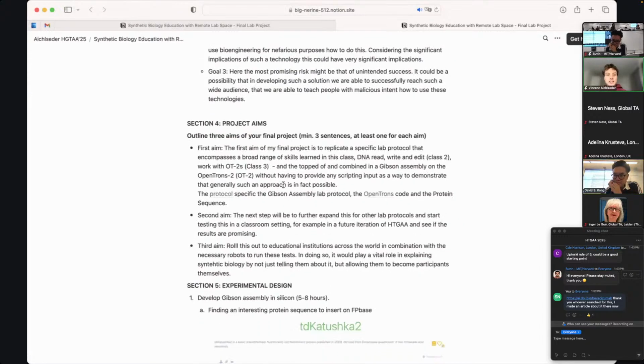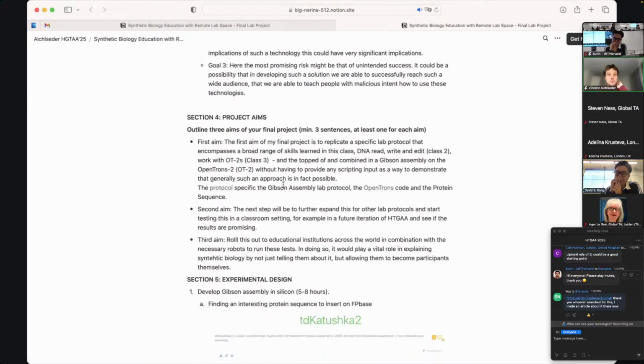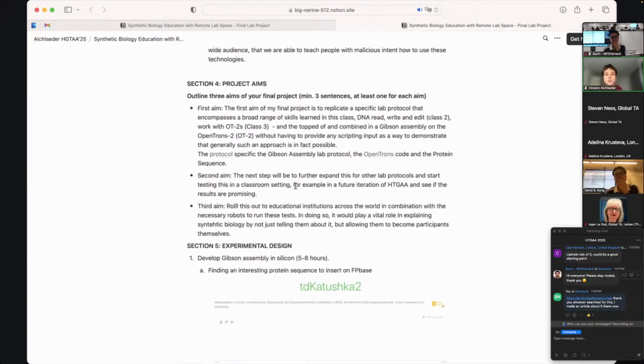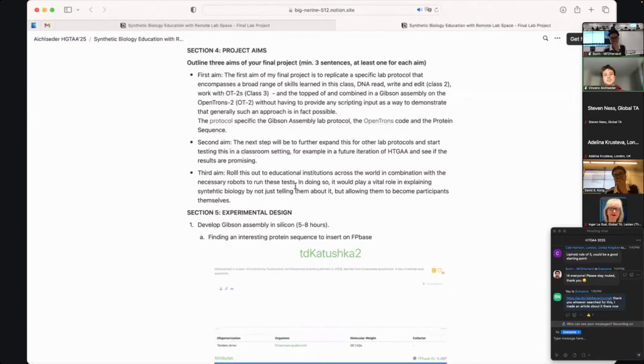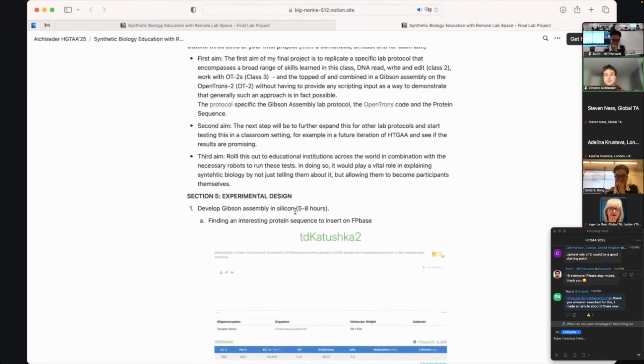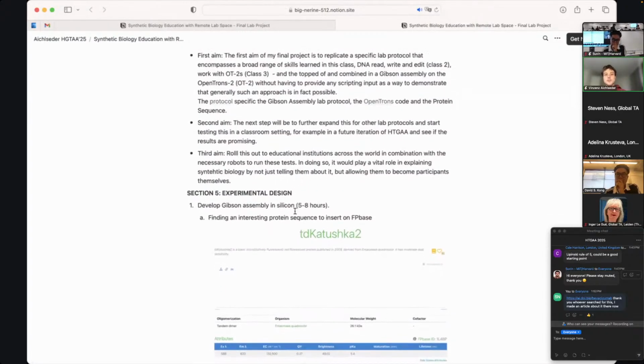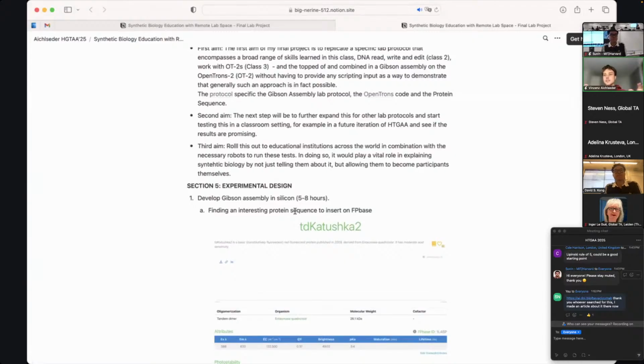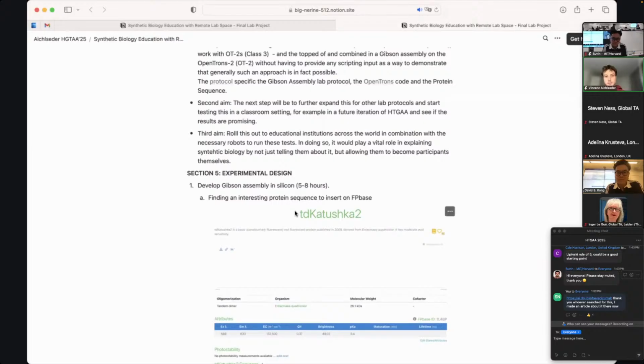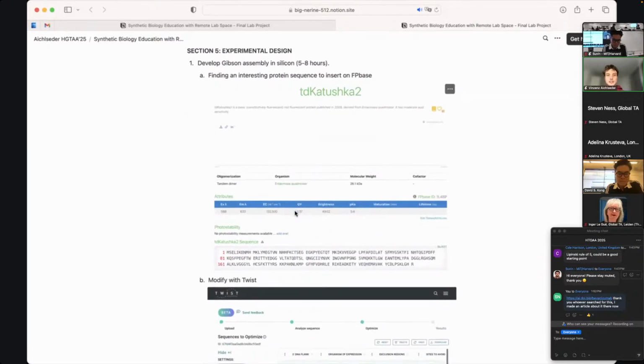Oh, sorry. Yeah, on the project aims, the first aim was taking that Gibson assembly lab protocol, because it combines so many things like DNA read and write, and working with OpenTrons. The second aim would be expanding it to more and other lab protocols. And then in the third step, expanding it and bringing it to those communities and actually rolling it out to them. So, quickly walking through the experimental design here.